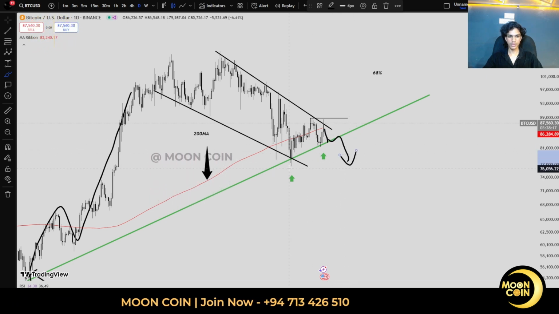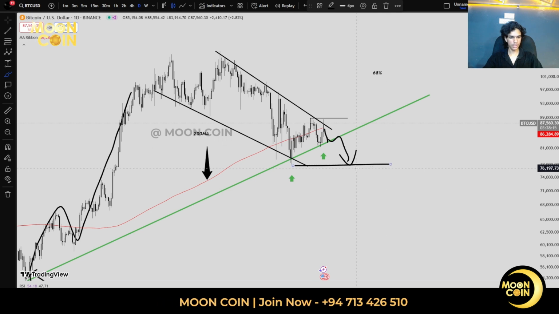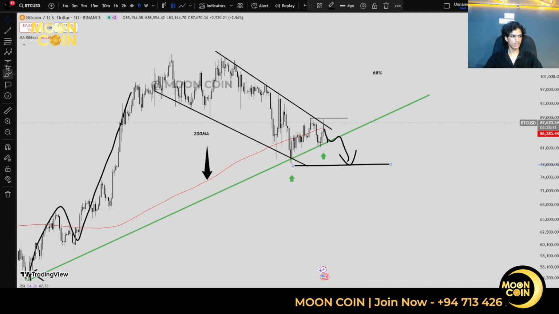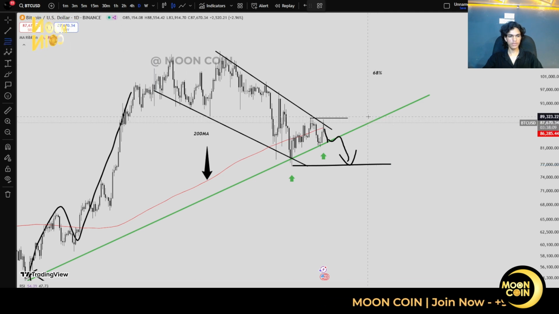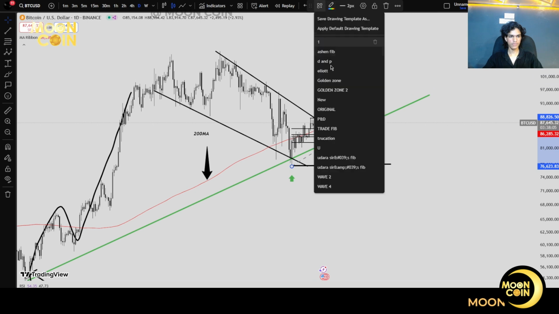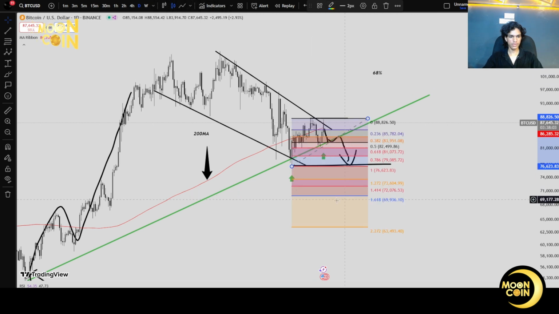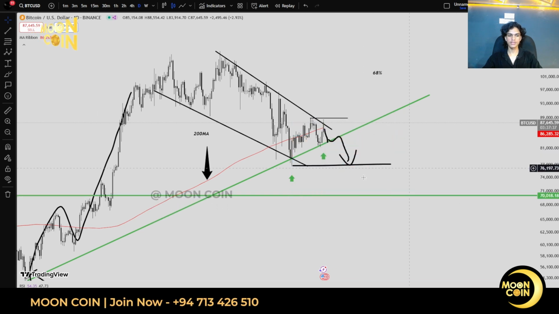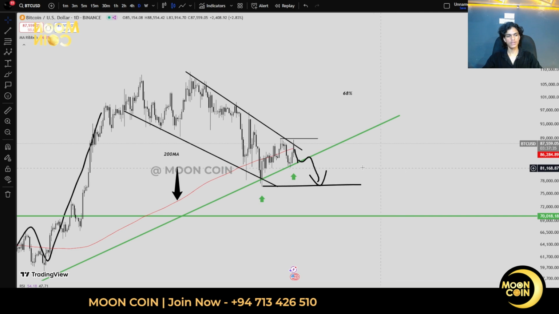Okay, and then again, if you want the target, if this low is taken, then let's go to the fib. So the target is 69 to 70,000. It's almost 70,000 here. Okay, so this is the target. So this could act as a next support. So this is the only bearish scenario.